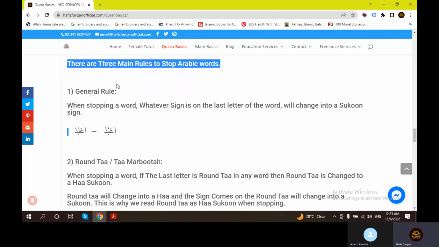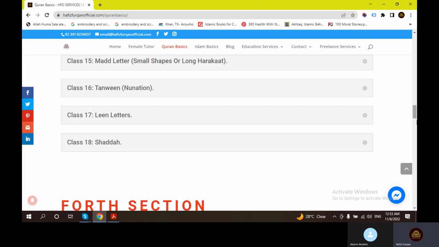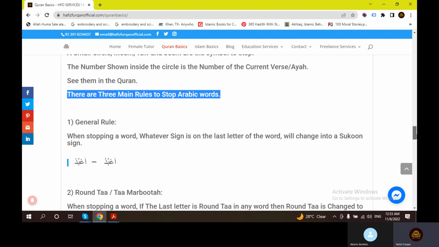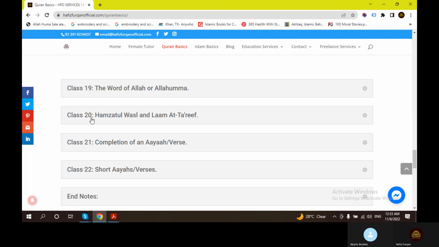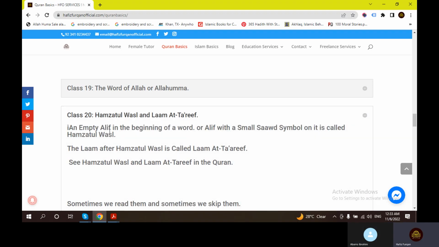I will not teach you this rule today. We will discuss this rule tomorrow because I already taught you one rule today, Hamzatul Wasl and Lam at-Tarif. Just focus on it, class number 20 about Hamzatul Wasl and Lam at-Tarif. You have to note this rule down, and your homework is that you're going to send me the rule. Do you get it? Yes.